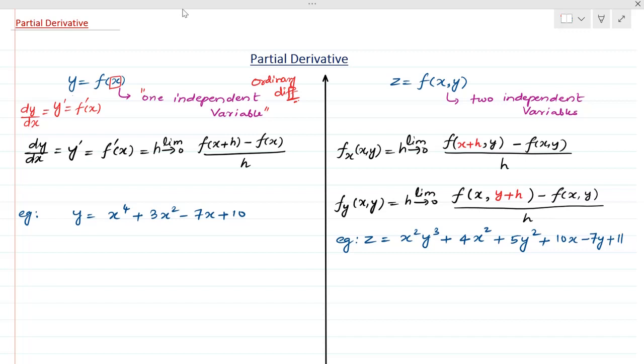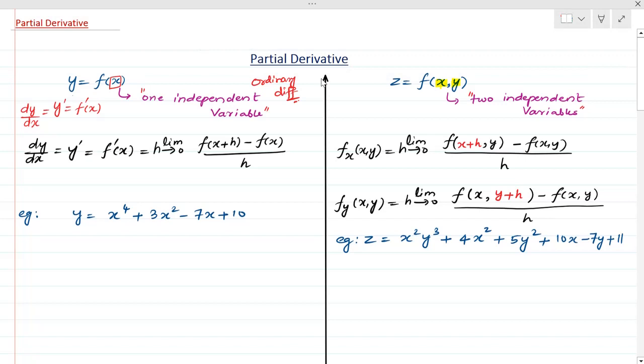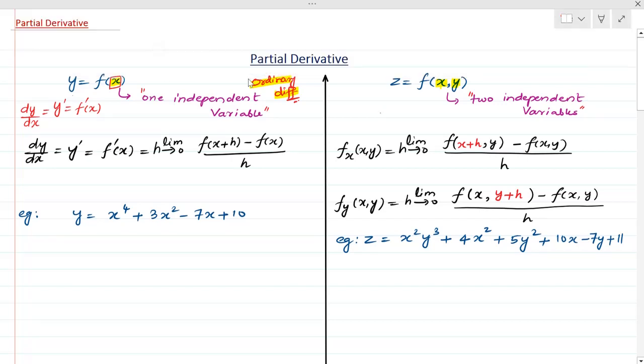Now let us go to the next one, which is the partial derivative. What is a partial derivative? It is when you have more than one variable. If you see the xy here, the independent variables are two, x and y. Whereas in the ordinary case, you have only one independent variable. That's why we use the ordinary derivative there, and here we are using the partial derivative.